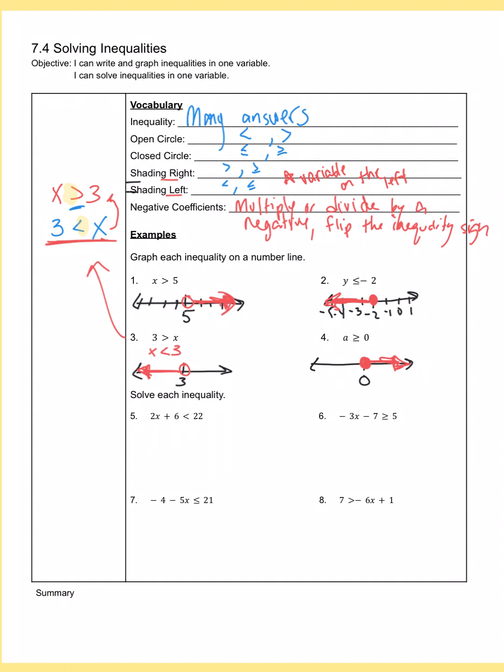And now we're going to solve. So these are going to be very similar to how we do equations, which is this one rule different, that if we multiply or divide by negative, we have to flip the inequality sign. Otherwise, we're doing it the same way.